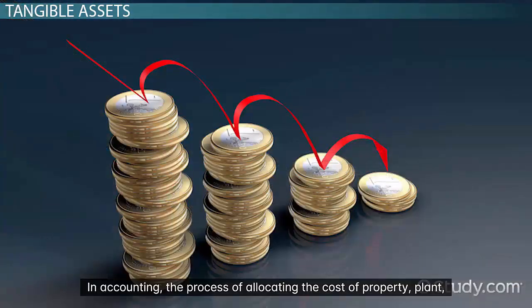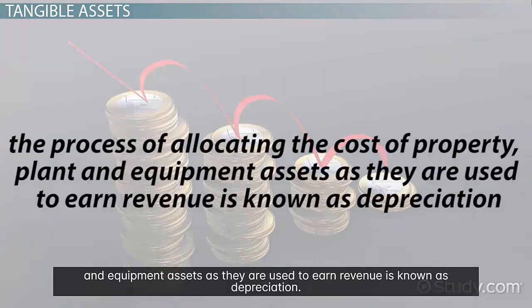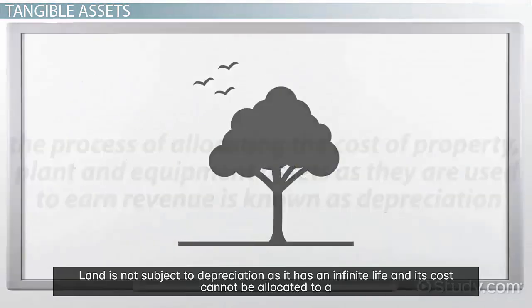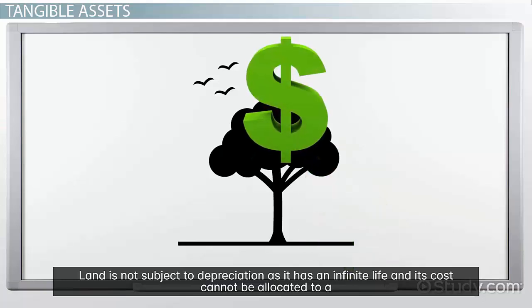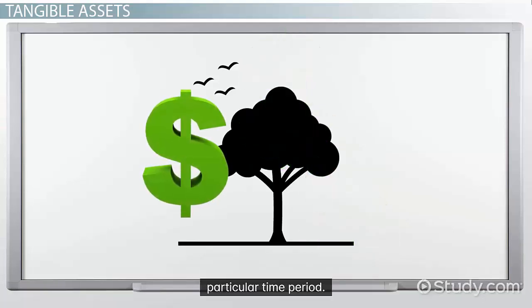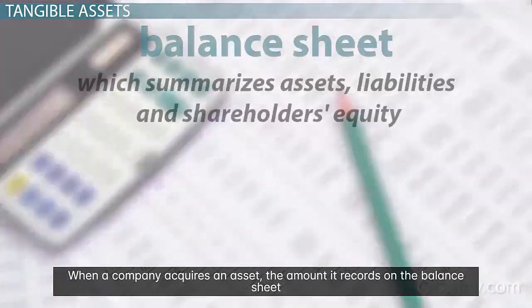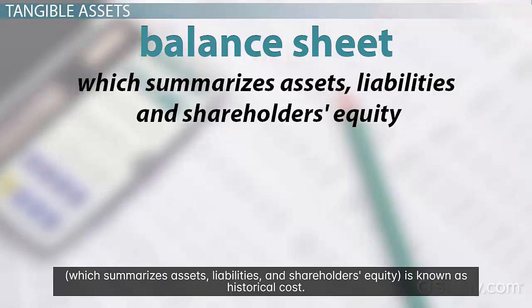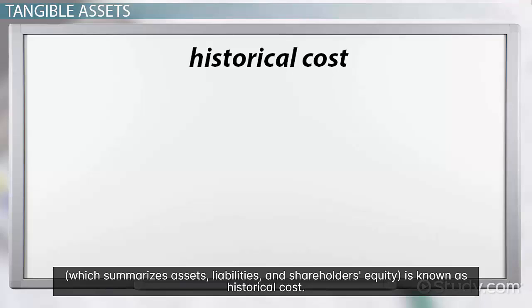In accounting, the process of allocating the cost of property, plant, and equipment assets as they are used to earn revenue is known as depreciation. Land is not subject to depreciation as it has an infinite life, and its cost cannot be allocated to a particular time period. When a company acquires an asset, the amount it records on the balance sheet, which summarizes assets, liabilities, and shareholders' equity, is known as historical cost.